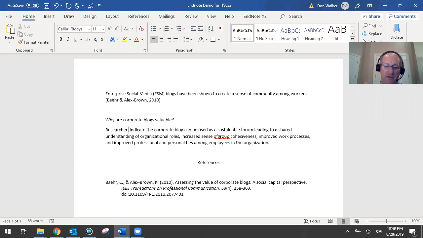They go find a word in the thesaurus. Researcher findings would be indications, and then they need a new word for indicate. So they would say view, and then maybe they leave the corporate blog, and instead of use, they change it to utilized. See, and this is not writing. This is not writing your own work.